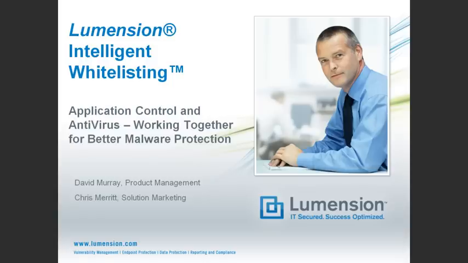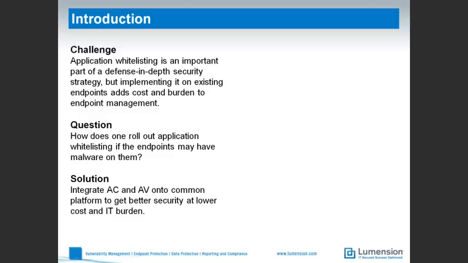Hello, my name is Chris Merritt, and in this episode, I'm joined by David Murray from Product Management to discuss how you can better protect your endpoints using intelligent whitelisting. Application whitelisting is becoming a more important part of any defense-in-depth security strategy. However, implementing it on endpoints means having either a newly imaged box or a way to clean up an old or dirty box, which adds cost and burden to endpoint management. Organizations need to add new layers of endpoint defense, but do not want to add the complexity, cost, or burden often associated with this. So, David, how does one roll out application whitelisting if the endpoints have malware on them?